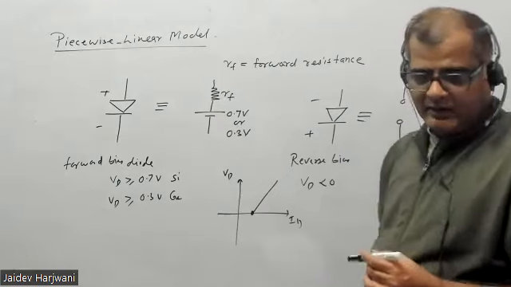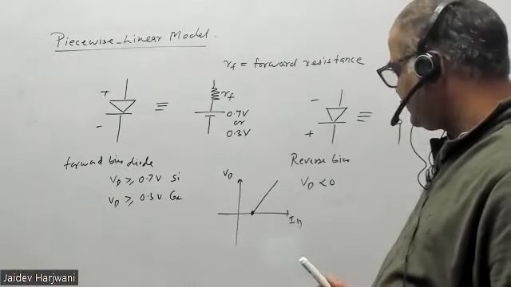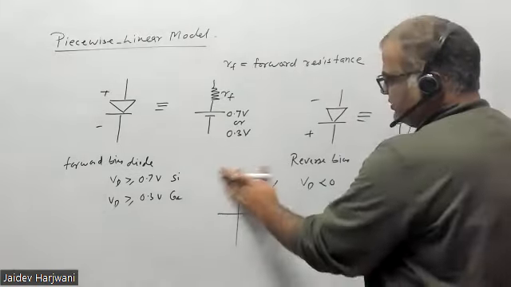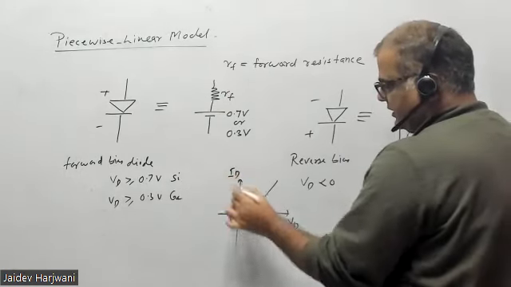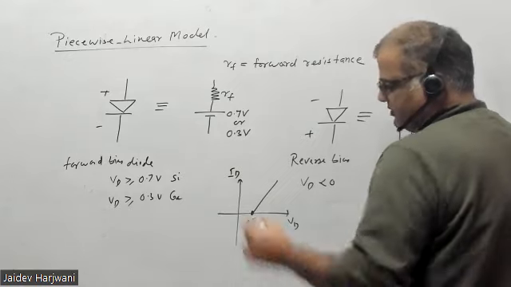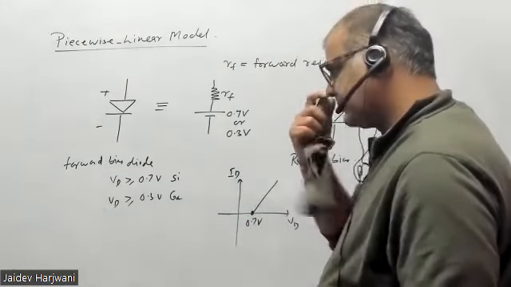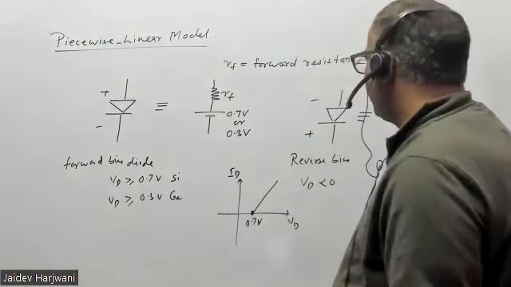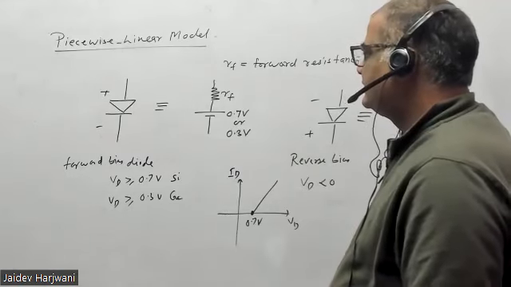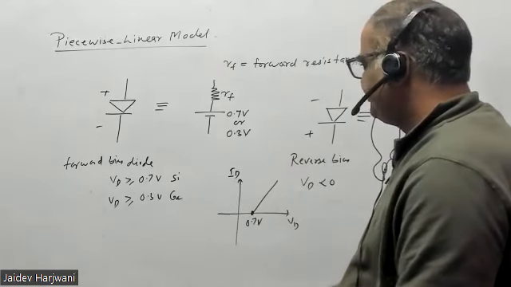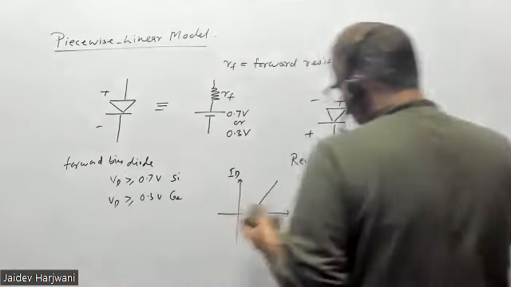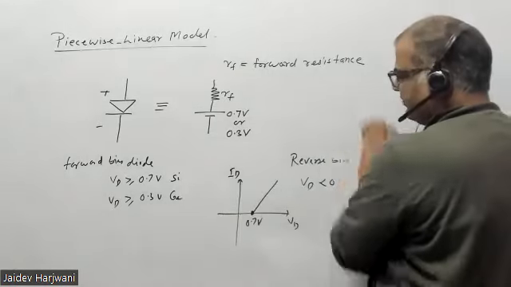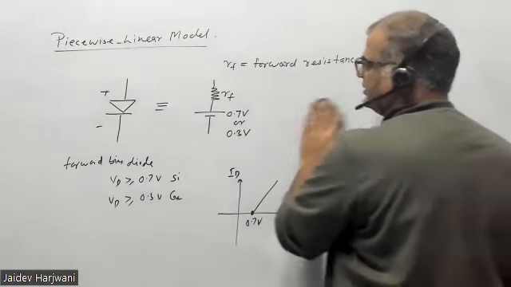Now on the axis there will be VD, sorry, on the axis VD will be there, this will be ID, and this will be your 0.7. So we'll do one or two problems, showing examples of this model.